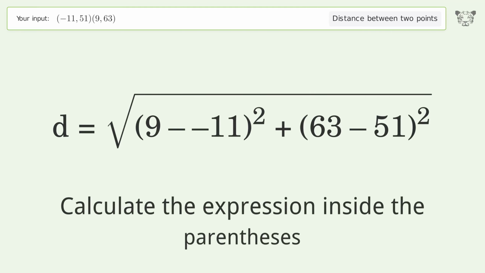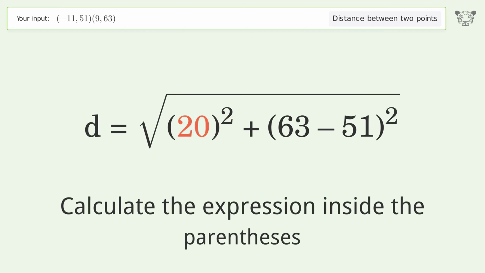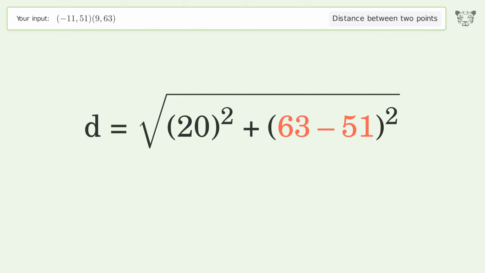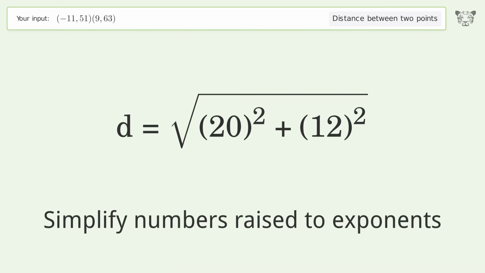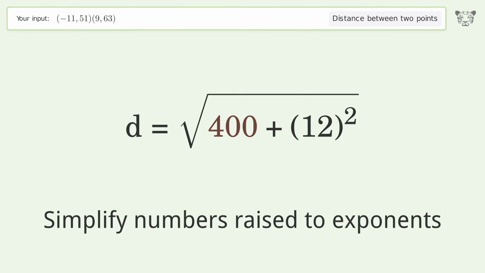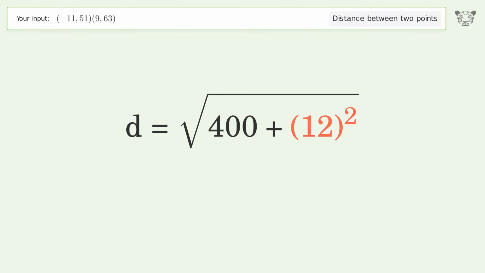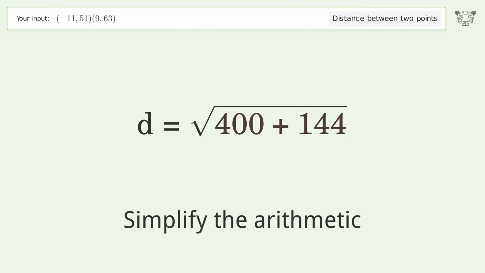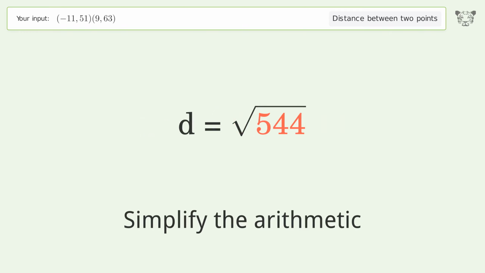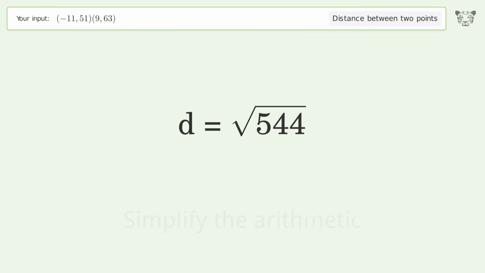Calculate the expression inside the parentheses. Simplify numbers raised to exponents. Simplify the arithmetic. And so the distance between the 2 points is the square root of 544, or 23.324.